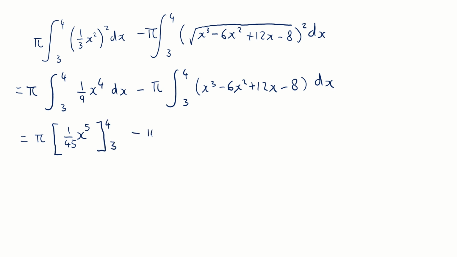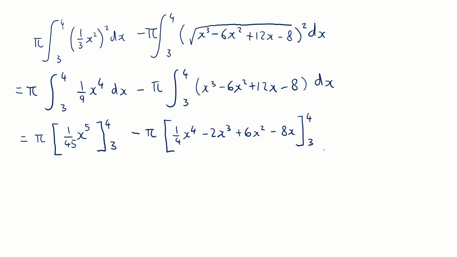And then we're going to take away pi lots of the other thing integrated, which of course would be 1/4 x to the power of 4. We'd have a minus 2x cubed. We'd have a plus 6x squared. And we'd have a minus 8x in all of those cases. Adding 1 to the power, dividing by the new power because we were just integrating polynomial expressions. So we also have to have the limits 4 and 3 there.